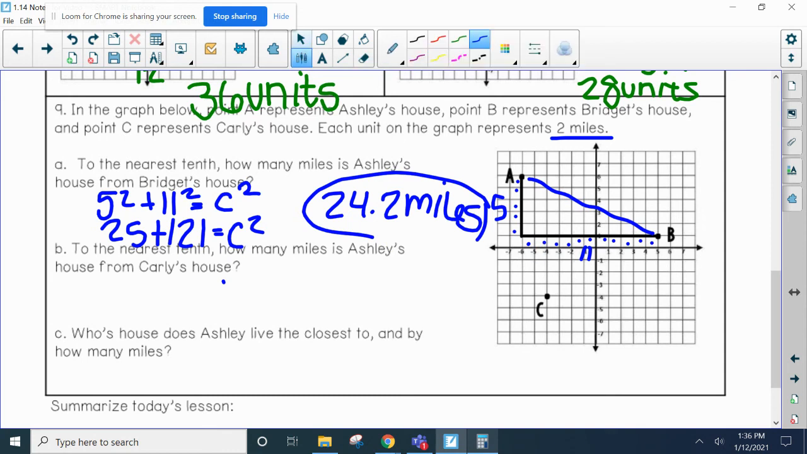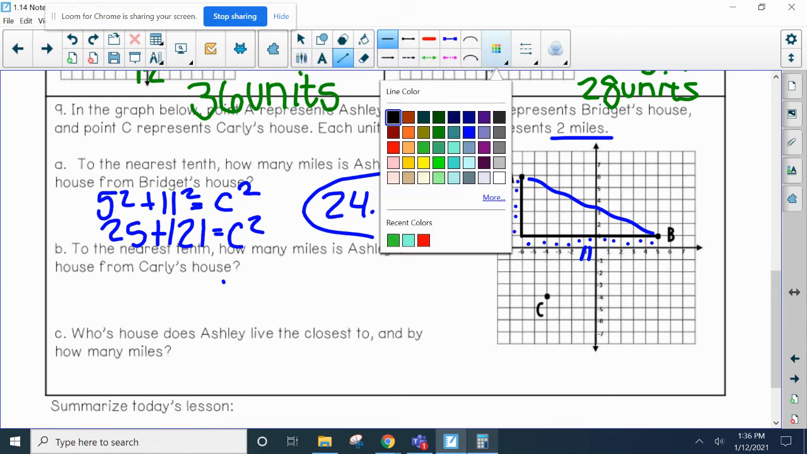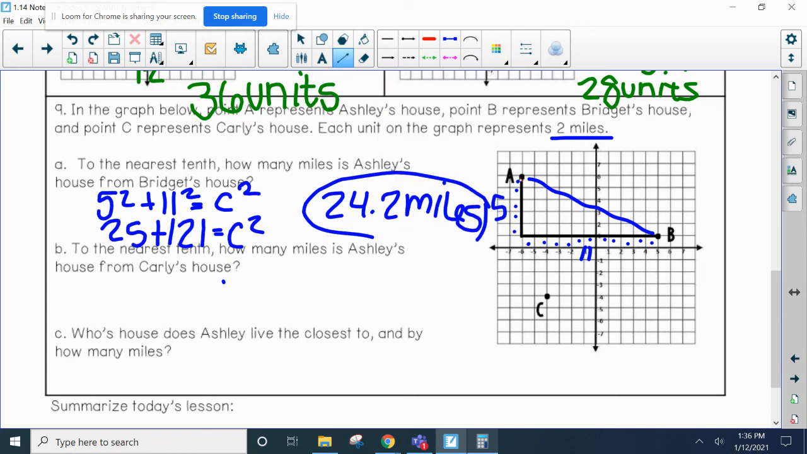All right. So then our last one. It says, how many miles is Ashley's house from Carly's house? So we're going to go ahead and make a new triangle. And I'm going to leave my first one, but make it a different color. So when they overlap, you know which one I'm talking about. So A to C, so all the way down this way and here. To find this distance here from Ashley's to Carly's.